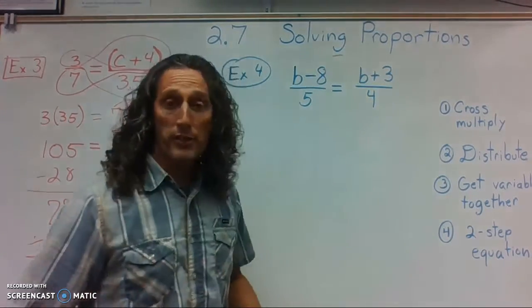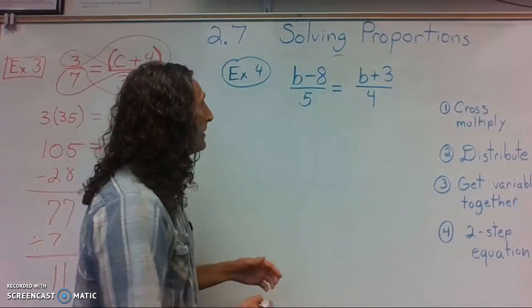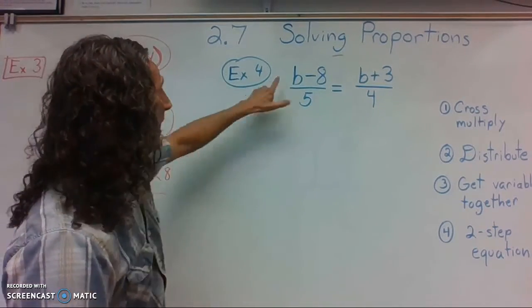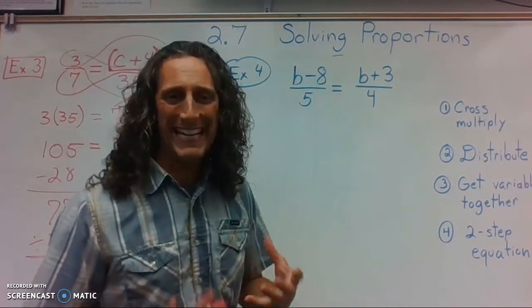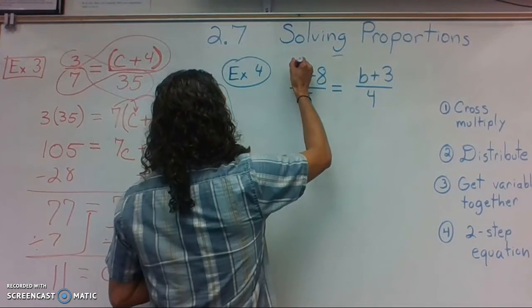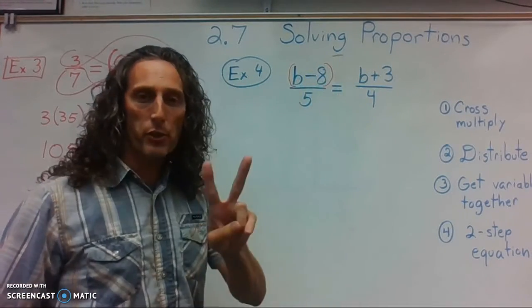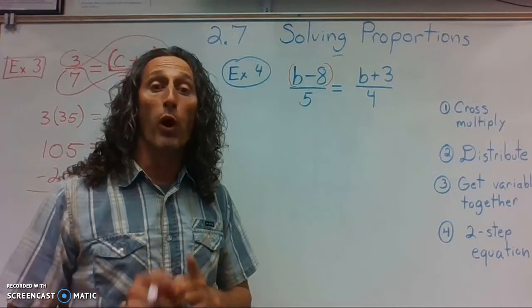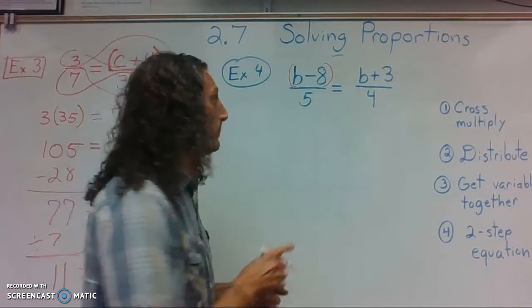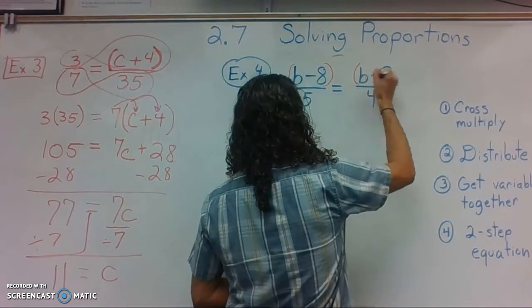So first step, cross multiply. Now remember, in this one, I put the double terms inside parentheses to remind me that even though it looks like 2 things, it's actually just going to be 1. So we're going to treat it as one thing. So I'm going to put parentheses around these.